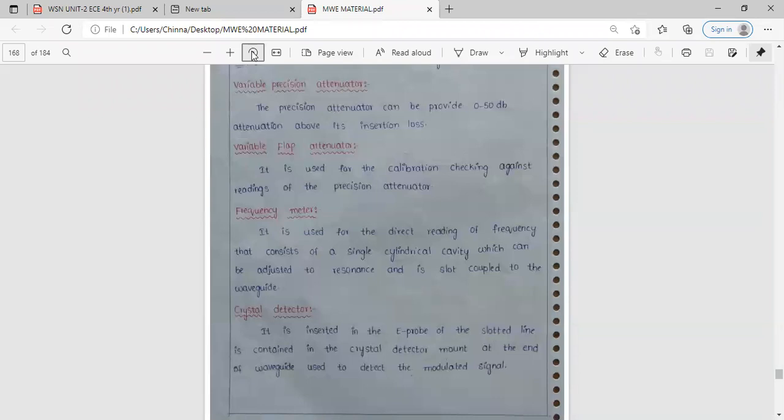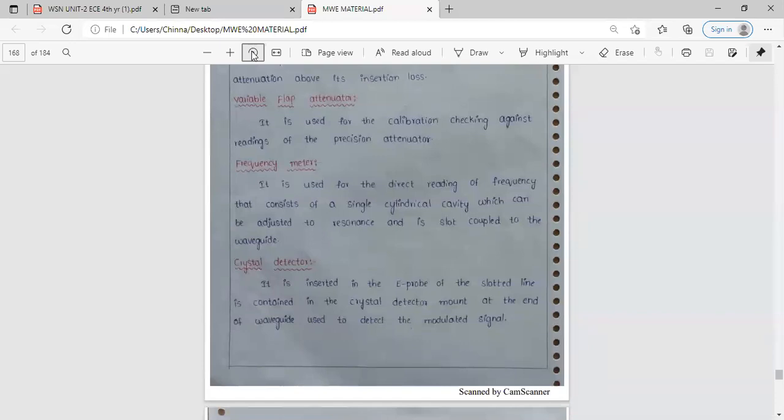We have two types of attenuators: one is variable and another is fixed. The variable precision attenuator can provide 0 to 50 dB attenuation above its insertion loss. The variable flap attenuator is used for calibration, checking against the readings of the precision attenuator. To check the readings and measure proper accurate values, we use the flap attenuator.